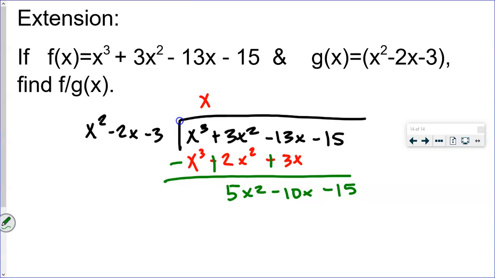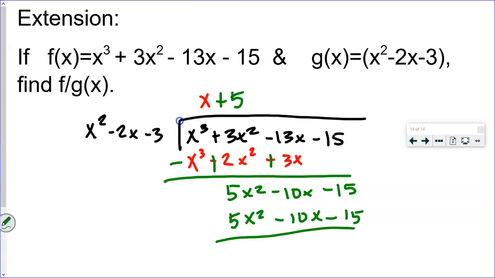So what do we have to multiply by x squared to get 5x squared? A plus 5, right? So we get 5x squared minus 10x minus 15. What do we do to all those? Change all the signs, and we get a 0 remainder. Whew, like that, don't y'all?